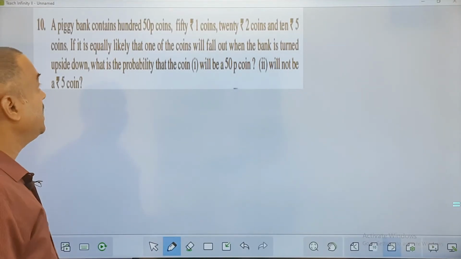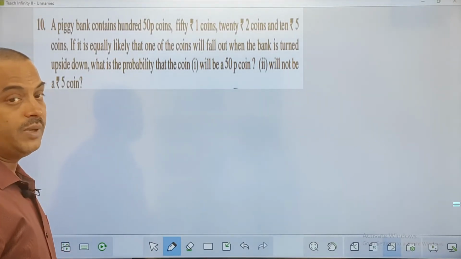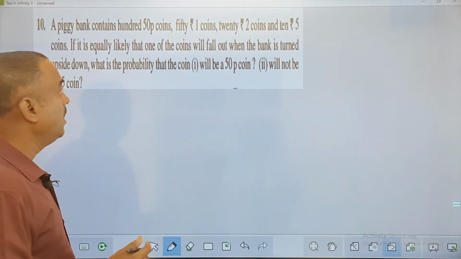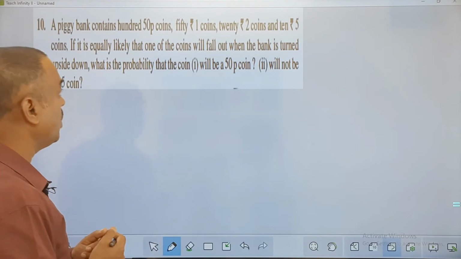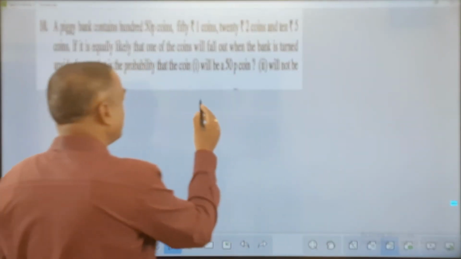Next one, next question for all of you. A piggy bank contains 50 paisa coins. So you can write the bifurcation given to us.